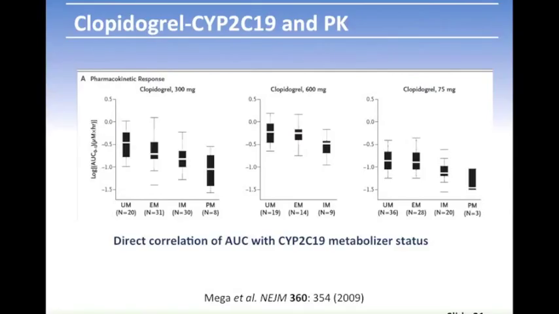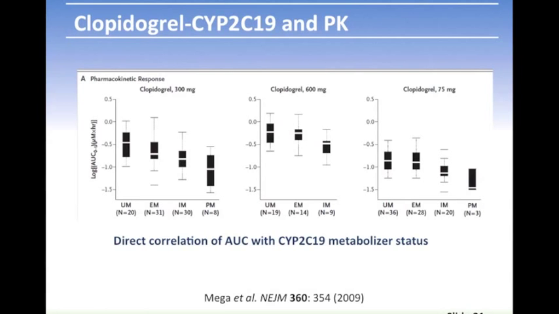Here are some clinical data on the effect of CYP2C19 metabolizer status on AUC. This is coming out of a study in the New England Journal of Medicine, as indicated. The left two panels indicate the response on AUC connected to the genotype of the patient, for two loading doses of the drug, 300 and 600 milligrams. Clearly, poor metabolizers have a reduced AUC compared to ultrametabolizers. This is still the case when you look at the last panel on the right, which represents the response to a maintenance dose of 75 milligrams.